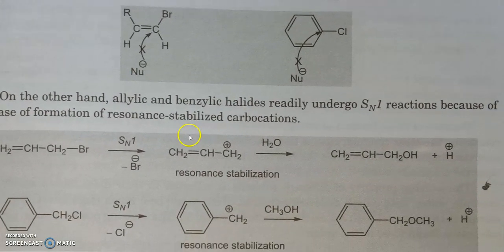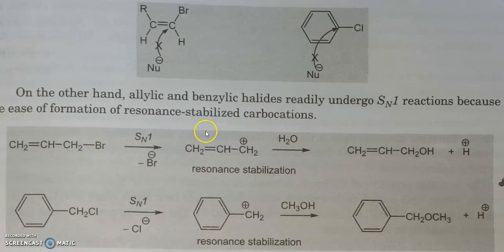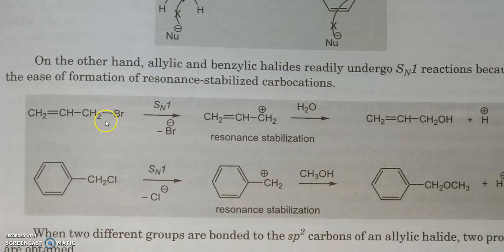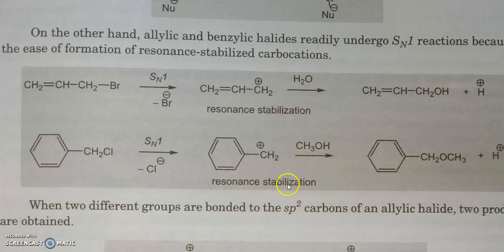Allylic and benzylic halides readily undergo SN1 reactions because of the ease of formation of a resonance stabilized carbocation. Look here, this bond will break very easily, the leaving group Br minus leaves the center, forming a resonance stabilized carbocation, and this is the product. On the other hand, you can see here CH2Cl, this bond will break and form this resonance stabilized carbocation, and further reaction with methanol forms the ether.